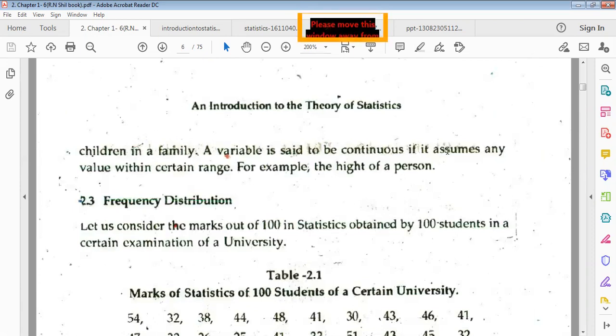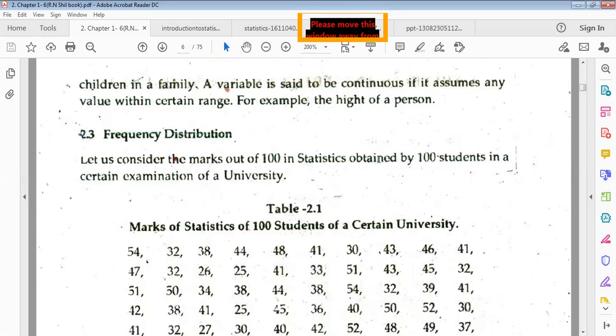A variable is said to be continuous if it assumes any value within a certain range. For example, height of a person. Height of a person is actually a continuous variable because it is gradually increasing from one point to another. Suppose the lowest height is 5 feet and the highest is 6 feet, but the average will be 5.6 feet, 5 feet 6 inches. So height is actually a continuous variable. Remember it.